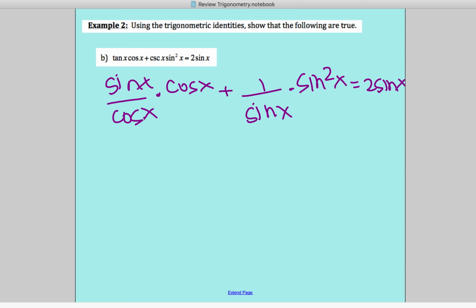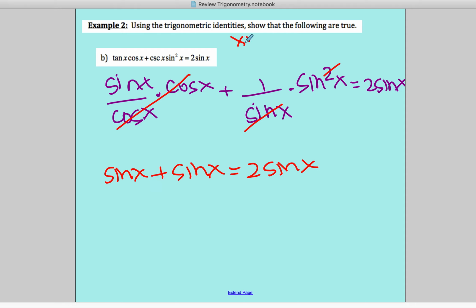Now that I've rewritten, can't factor anything, but I can simplify. Those cosines will cancel, so we'll have sine of x plus sine squared over sine, simplifies to be just sine. And now if I have sine plus sine, it's like x plus x. What's x plus x? It is 2x. So I have 2 sine of x equals 2 sine of x. Check. We are done with that proof. So those are some trig proofs.